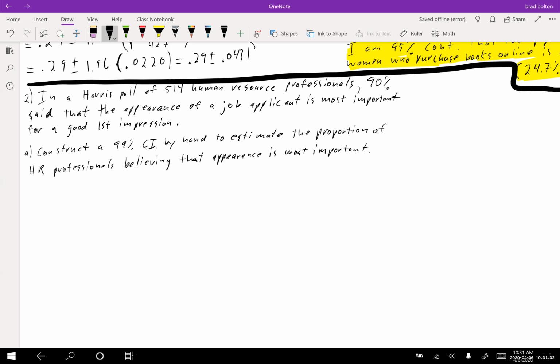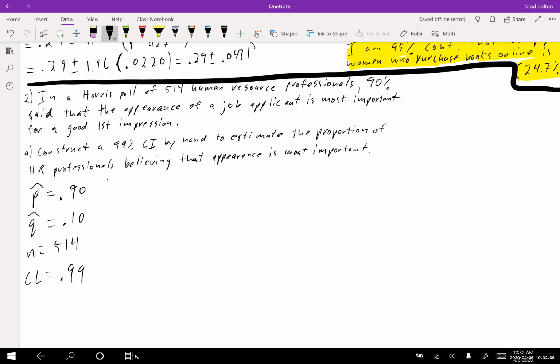According to this, they interviewed 514 human resource professionals, and 90% of them said that the appearance of a job applicant is the most important thing for a good first impression. So here's the thing. We instantly know p-hat is 0.9. But if we know p-hat, do we instantly know q-hat? Yes, q-hat is 0.1, right? We know n is 514, and we know our confidence level is 0.99.